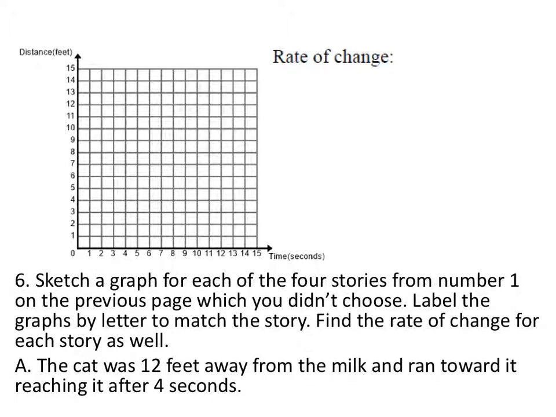Alright, number 6. Sketch a graph for each of the 4 stories from number 1 on the previous page, which you didn't choose. That was A, B, D, and E. Label the graphs by letter to match the story. Find the rate of change for each story as well. So we're going to find the rate of change. And this one that we're going to start with is story A, and then do B, and then D, and then E. Do those with your neighbor. We'll give you guys a couple minutes for those.